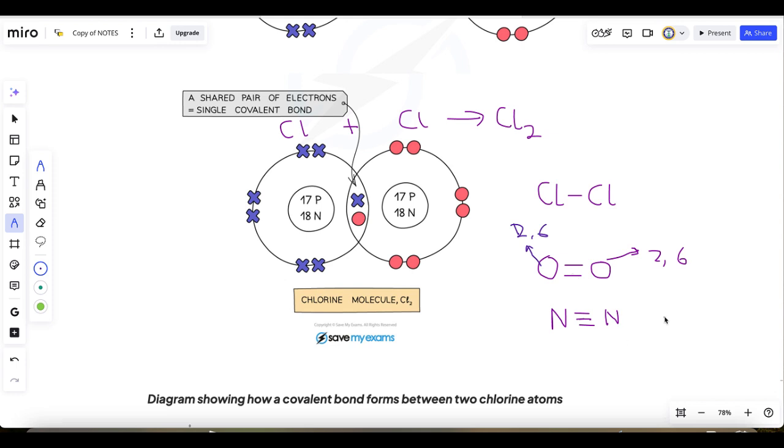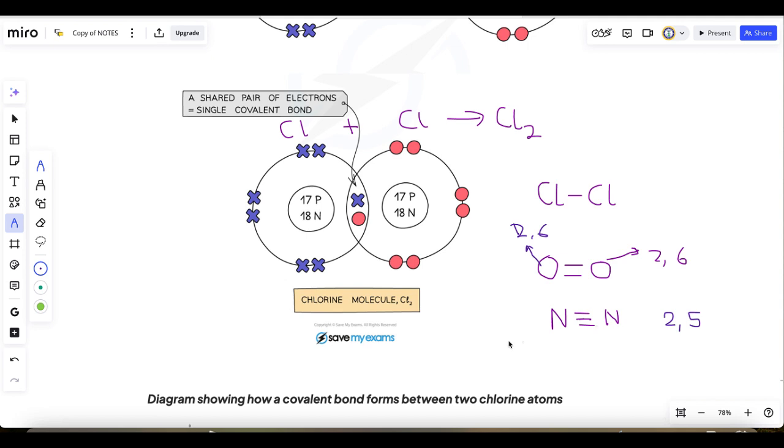In the case of nitrogen, it's 2,5 because the atomic number, or number of protons, is 7. The electronic configuration is: first shell holds 2 electrons, second shell holds 5 electrons. So it's looking for 3. This one is looking for 3, this one is looking for 3. So this one is going to donate 3, this one will donate 3.